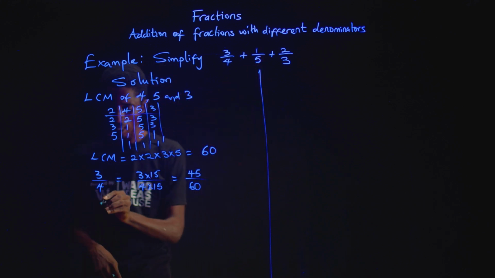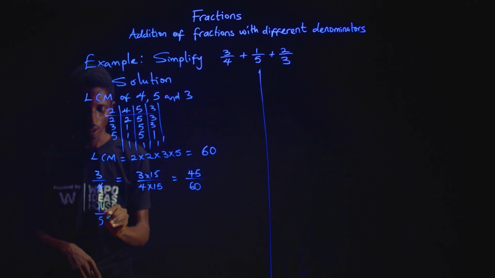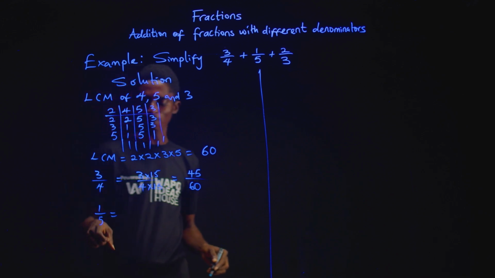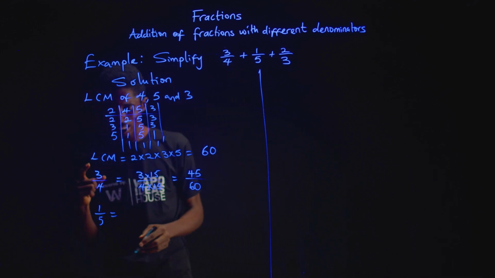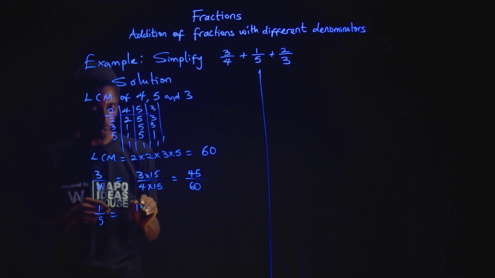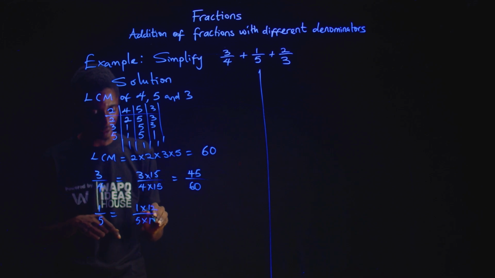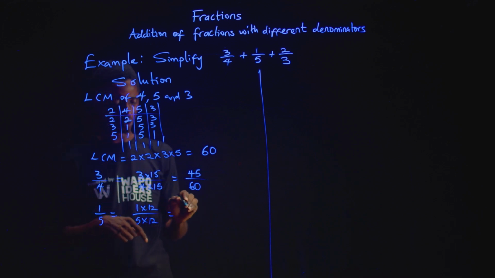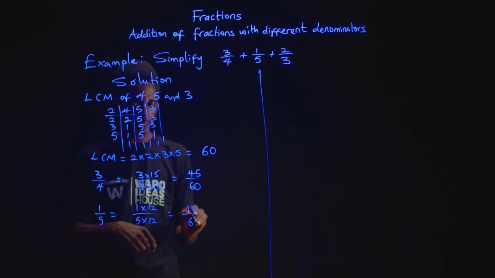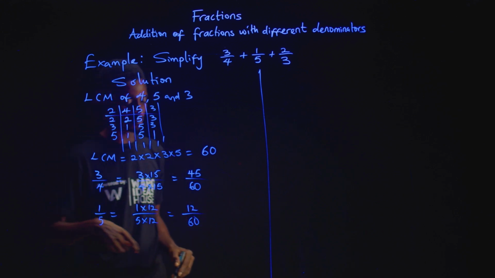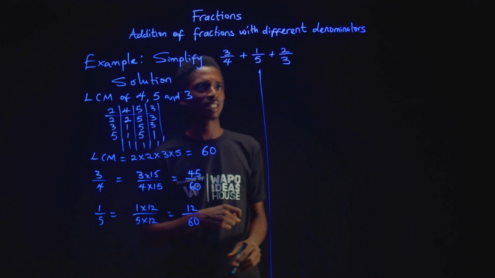Now let's do 1 over 5. For 1 over 5, what do I need to multiply 5 by to give me 60? The answer is 12. So we have 1 times 12 over 5 times 12. And 1 times 12 will give us 12. And then 5 times 12 will give us 60. Therefore, 1 over 5 becomes 12 over 60.